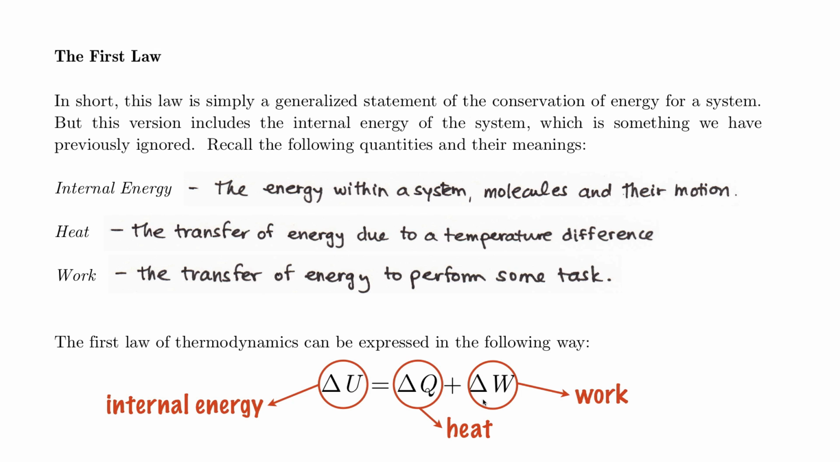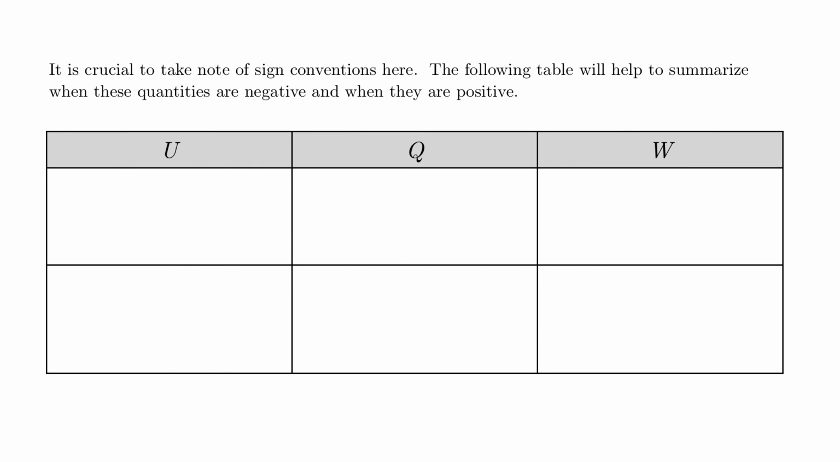Okay, and one of the important things before we can solve any problems is something that we need to take note of, and that's sign conventions, because energy can be negative or can be positive, but usually positive energy and negative energy have to do with the flow of energy either into the system or out of the system.